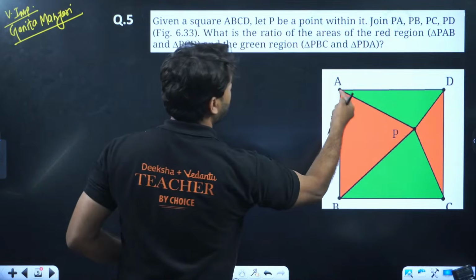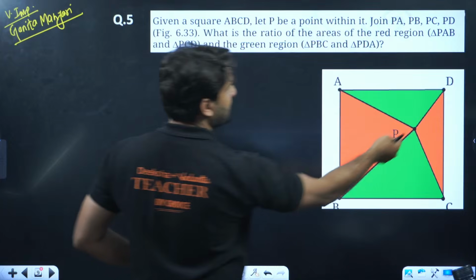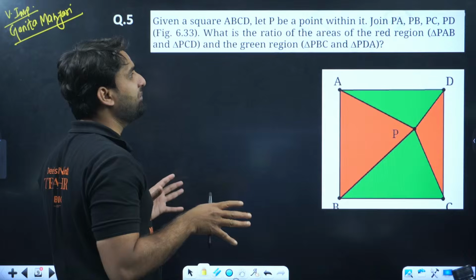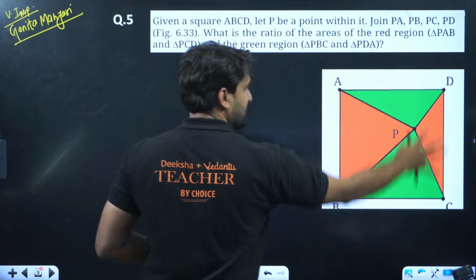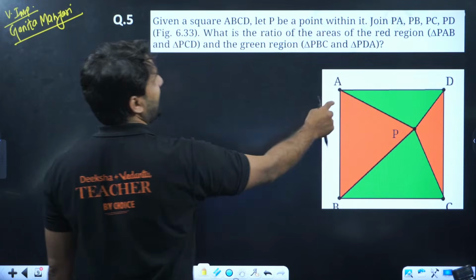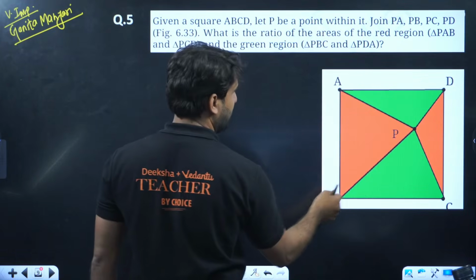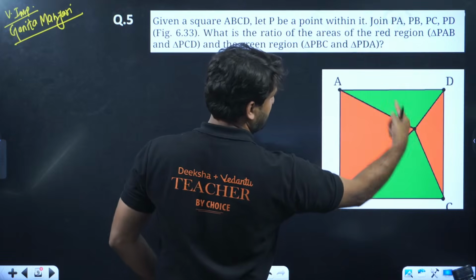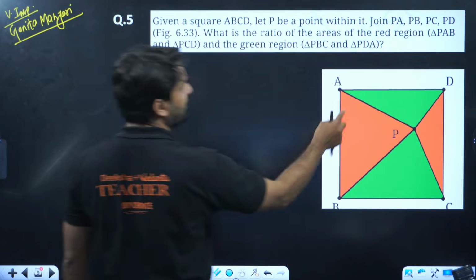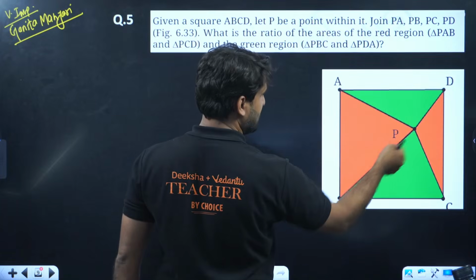Join PA, join PB, join PC, join PD. And after joining PA, PB, PC, PD, the diagram is looking like this. What is the ratio of the area of the red region, I mean APB plus PCD, to the green region? Green region means APD plus BPC.